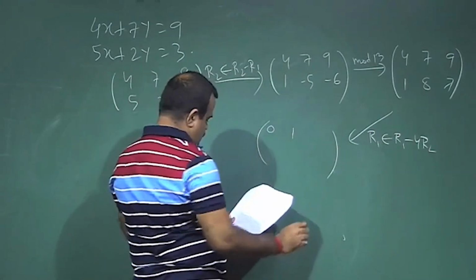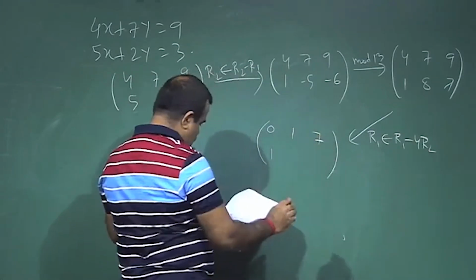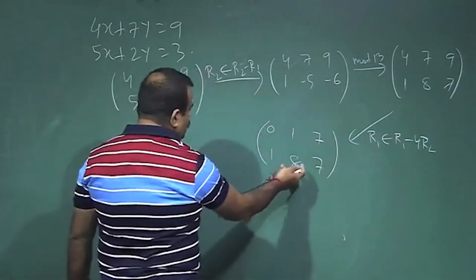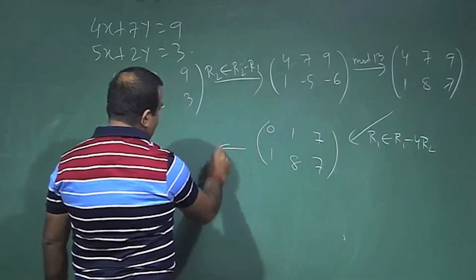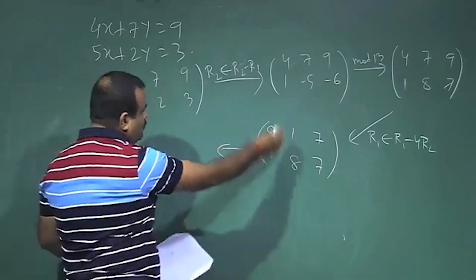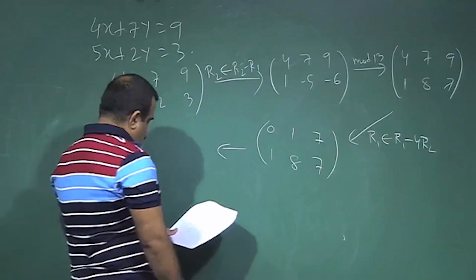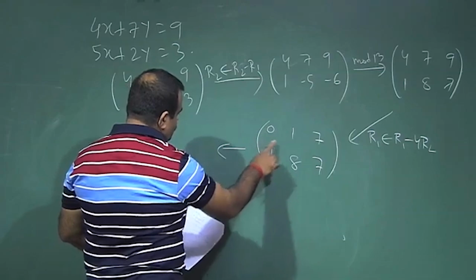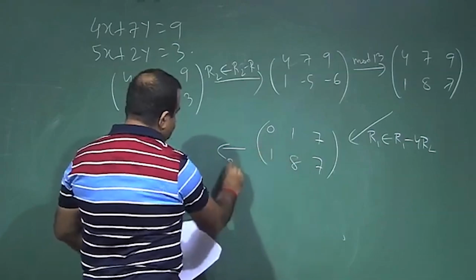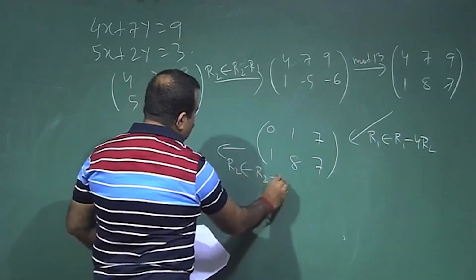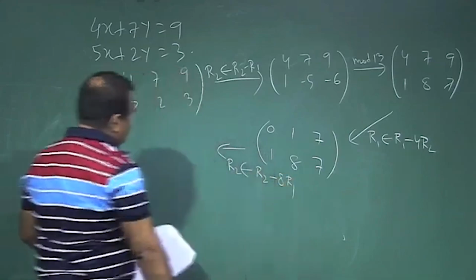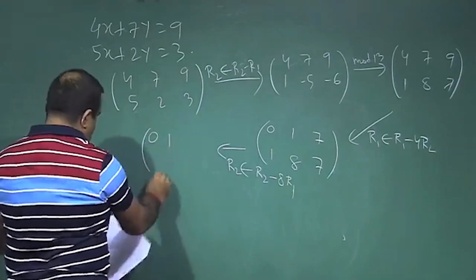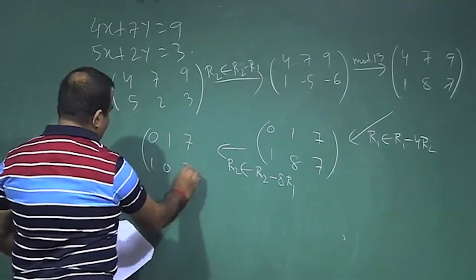0 1 7 1 8 7. Okay. So now we want to make it 0. For that we have to perform this operation, and every time we are doing mod 13. So we are doing R2 minus, we multiply by 8, and then R2 is going to R2 minus 8 R1. If you do so, then we are getting 0 1 1 0 7 3.